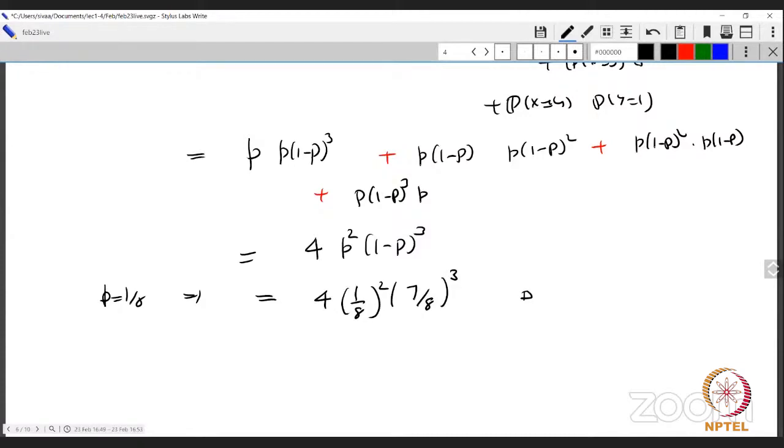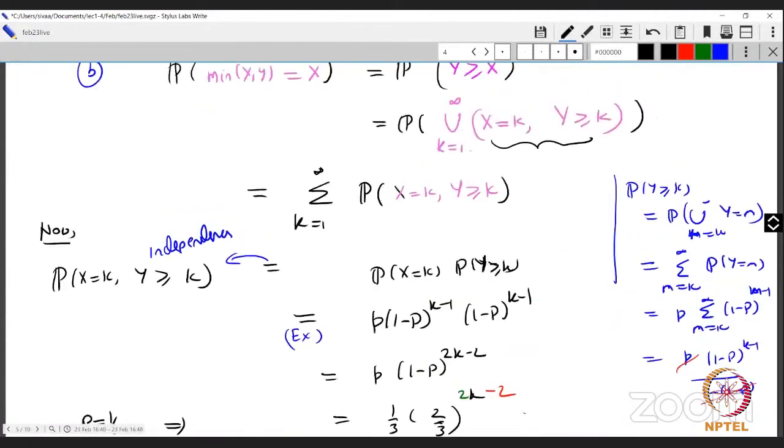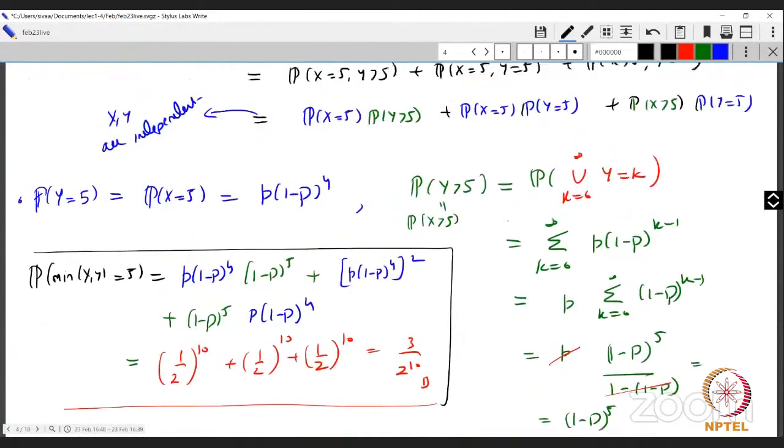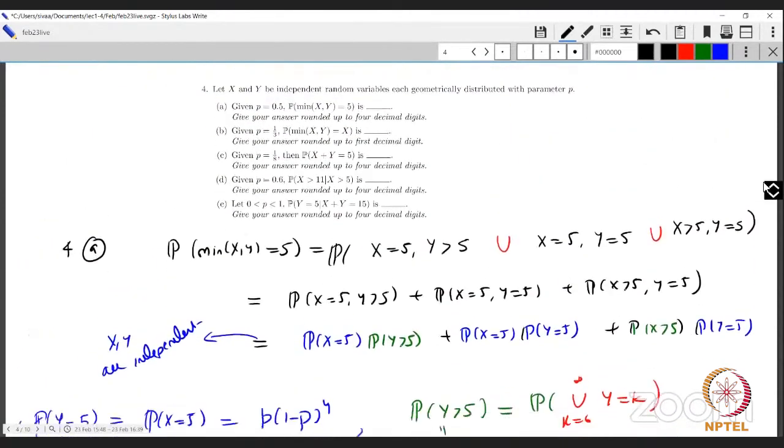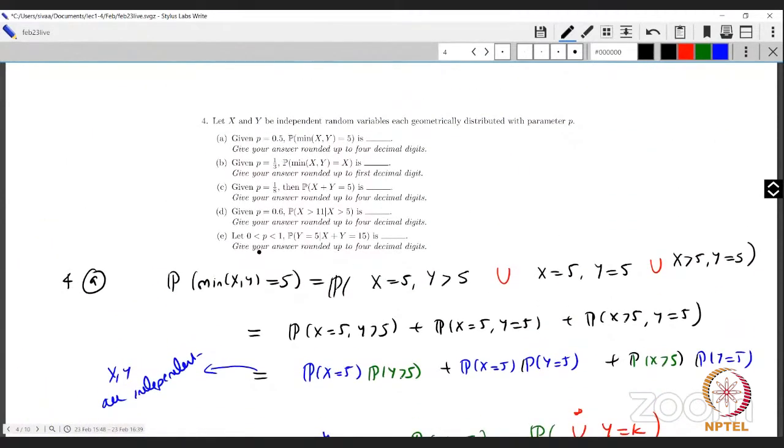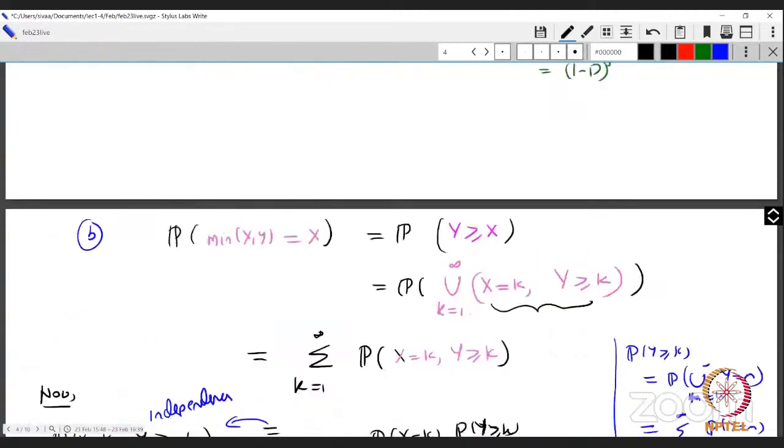So let's do one conditioning. Let's do both conditioning problems, and then we'll go to another problem after this. So what's the next one? Probability X bigger than 11. I think D you all can do. Let's try E. Interesting question to try: the probability that Y equal to 5 given X plus Y equal to 15. Let P be between 0 and 1. Let's see what happens to that answer.